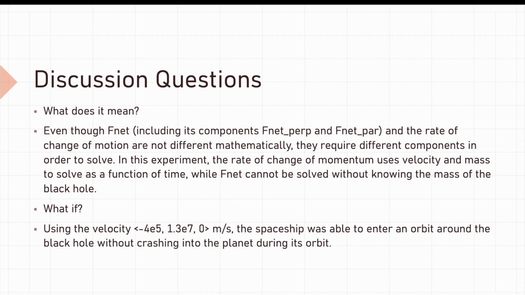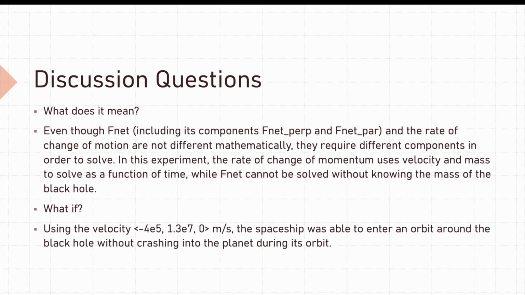So our discussion questions. What does it mean? Even though F net, including its components, both perpendicular and parallel, and the rate of change of momentum are not different mathematically, they require different components in order to solve. So in this experiment, the rate of change of momentum uses velocity and mass to solve as a function of time, while F net cannot be solved without knowing the mass of the black hole. So basically we had to do part 1 in order to be able to successfully do part 2.